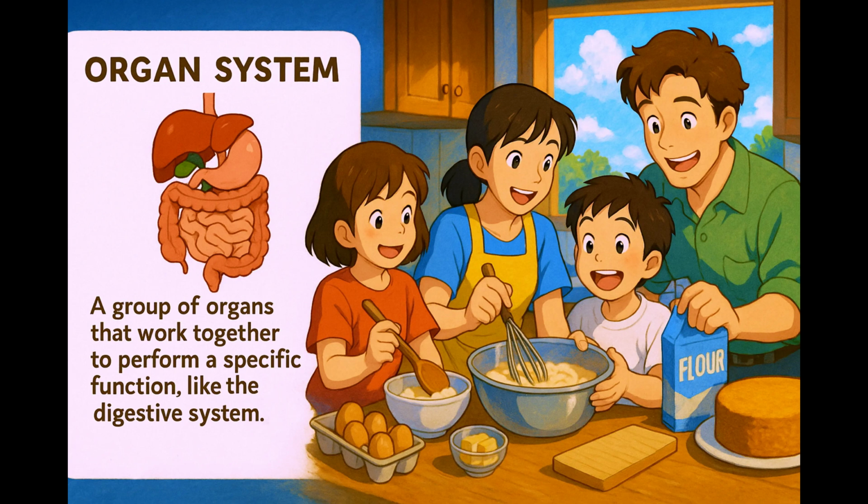Just as a recipe guides bakers to work together using specific ingredients and steps to create a cake, an organ system, like the digestive system, coordinates various organs to transform food into energy, emphasizing teamwork to achieve a specific function.